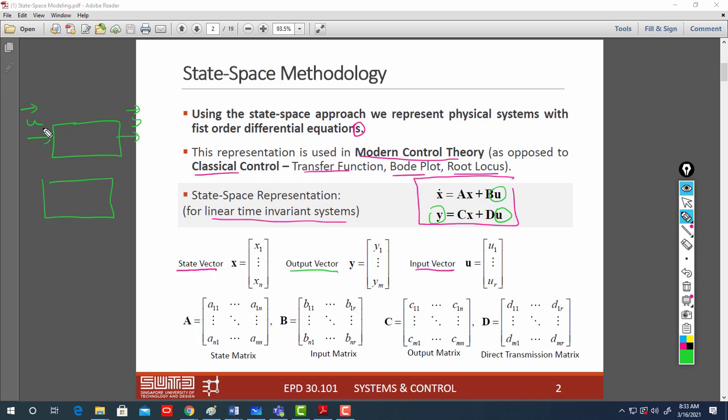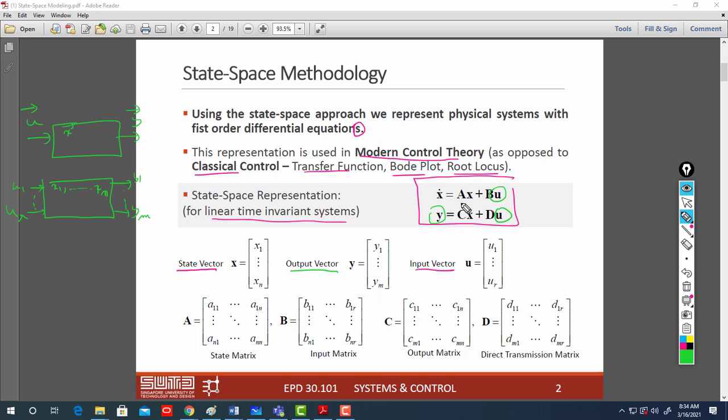Myself, I will use an arrow. So then u1 up to ur, and y is y1 up to ym. And here I have my state x1 to xn. Okay, that's your state x. So these are the vectors. You have three vectors, x, y, and u. That's it. And you have four matrices, A, B, C, D.